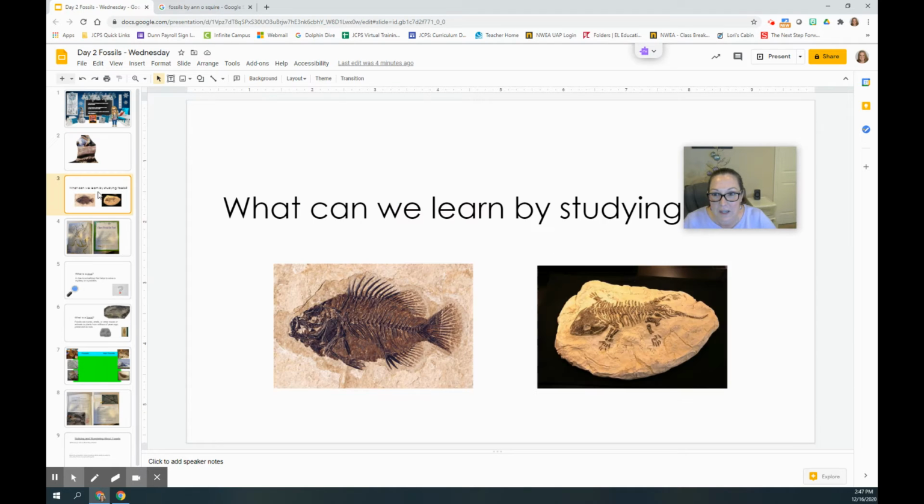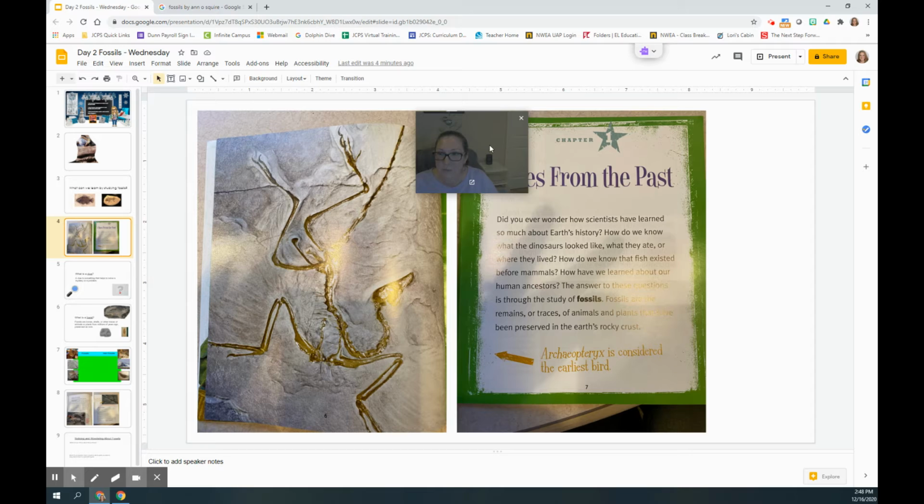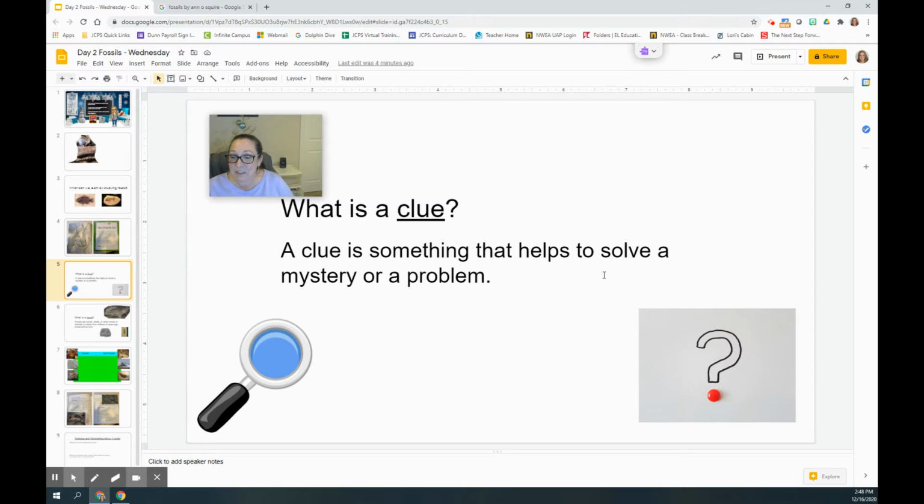All right. What can we learn by studying fossils? Look at these cool fossils. We are going to use information today from our book to help answer this question. And this was from chapter 1 that we looked at yesterday, Clues from the Past. What are clues? What is a clue? A clue is something that helps you to solve a mystery or a problem.